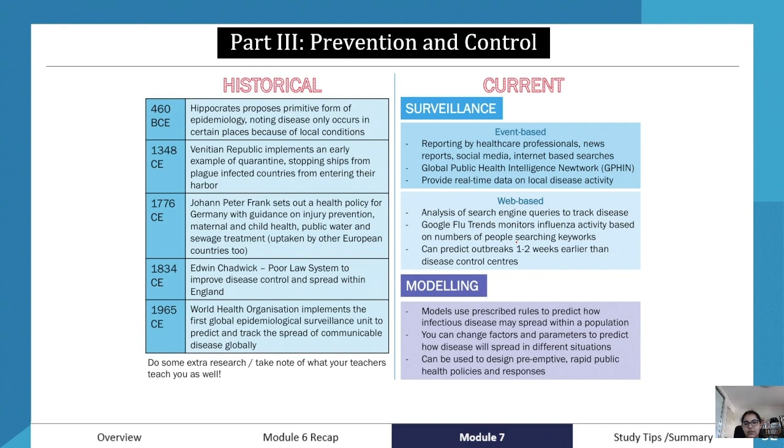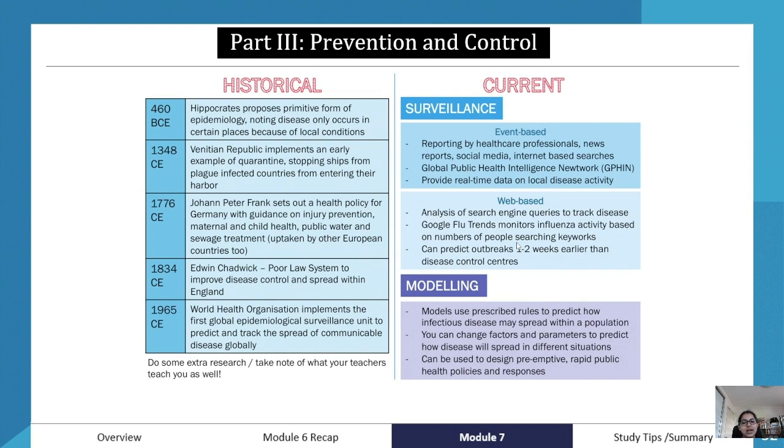Here is some info on the historical pathway of looking at infectious diseases and information surrounding infectious diseases. So we start off with Hippocrates, the very, very famous, known as the god of modern science. Hippocrates proposes a primitive form of epidemiology, noting diseases only occur in certain places because of local conditions, and then that is obviously developed upon from 460 BCE all the way to 1965, when the World Health Organization implements the first global epidemiological surveillance unit to predict and track the spread of communicable diseases globally.